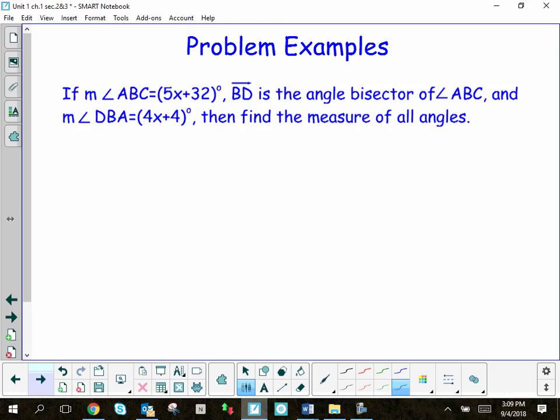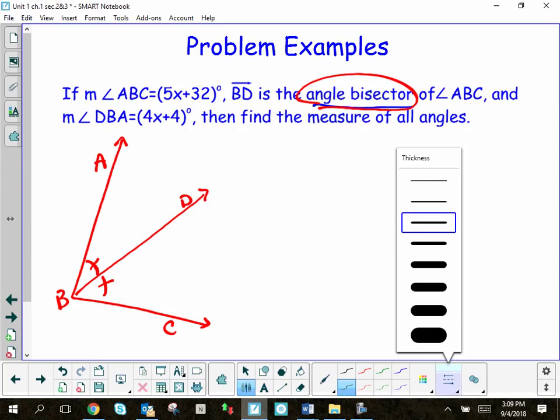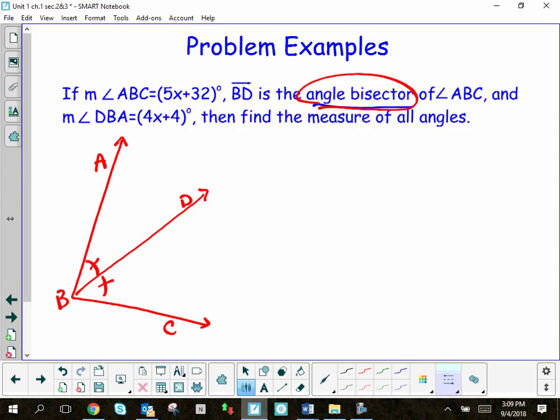This one deals with an angle bisector, so that's what makes this one different. So I have angle ABC, and it says BD is the angle bisector. So let's draw this nice and perfect. So here's A, B, C, and BD is the angle bisector. I'm going to put tick marks in the middle of each angle to remind me that they are equal. That's the definition of angle bisector. Now let's label our picture. It says ABC, so the whole thing from there to there is 5x plus 32 degrees.